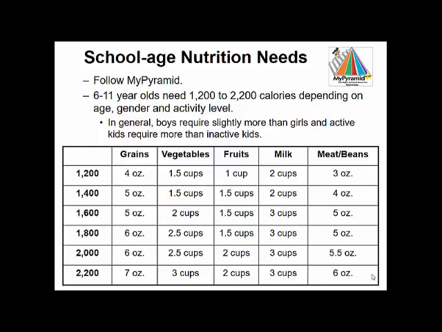School age nutrition needs. 6 to 11 years old need 1200 to 2200 calories depending on age, gender, and activity level. In general, boys require slightly more than girls, and active kids require more than inactive kids.